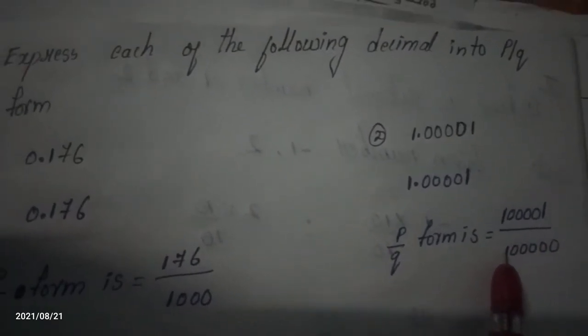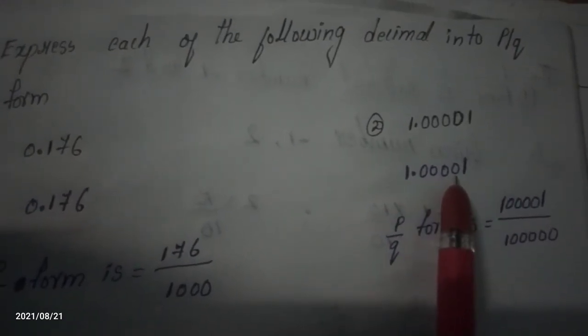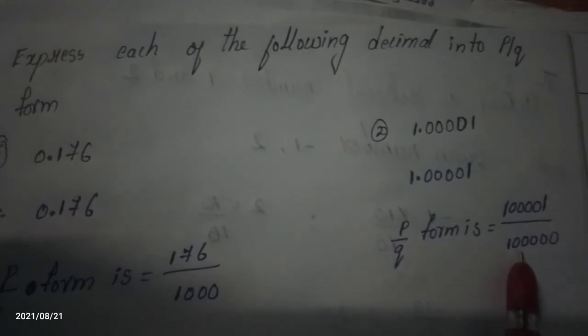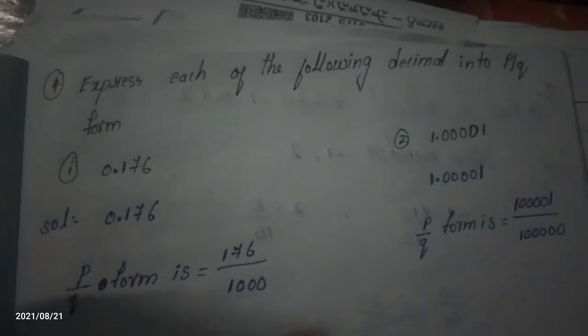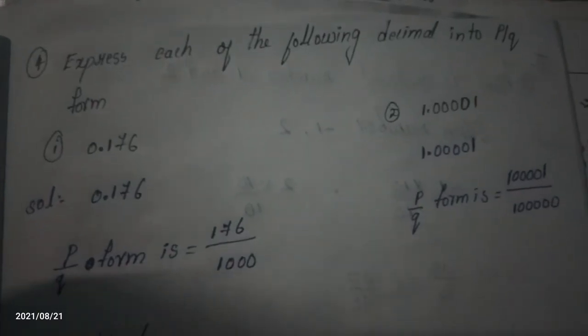That number of zeros you have to write with 1. First we have to count the number of digits after the decimal, and then we write that many zeros with 1. I hope you understand the two questions. Whenever a decimal is there, you have to convert it into the p by q form. This is your fourth question. Let's see the fifth one.